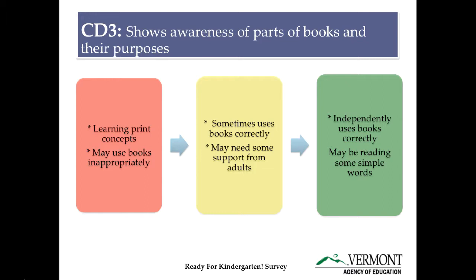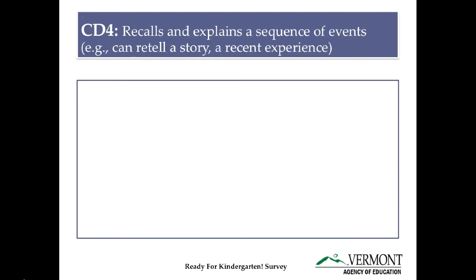Children who are identified as practicing this item sometimes use books correctly and may still need minimal adult guidance to do this. They may even be seen pretending how to read from left to right. Children who are performing this item independently are using books correctly without adult support, and they may be reading some simple words in the text.